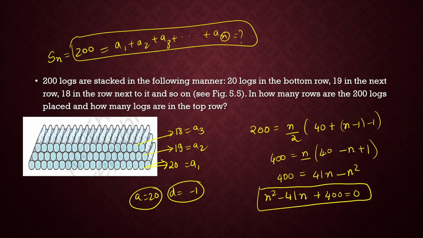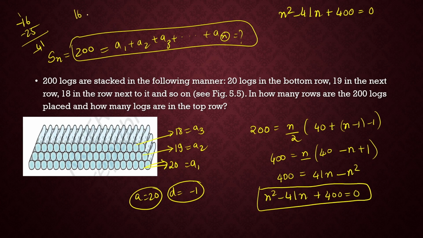Now let's come back to the previous question. I feel it would be better if I solve this equation. So the equation that we derived is n square minus 41n plus 400. Now you should solve this equation. So if I use splitting the middle term here, if I take minus 16 and minus 25, I guess it will satisfy the case because its sum will be minus 41.